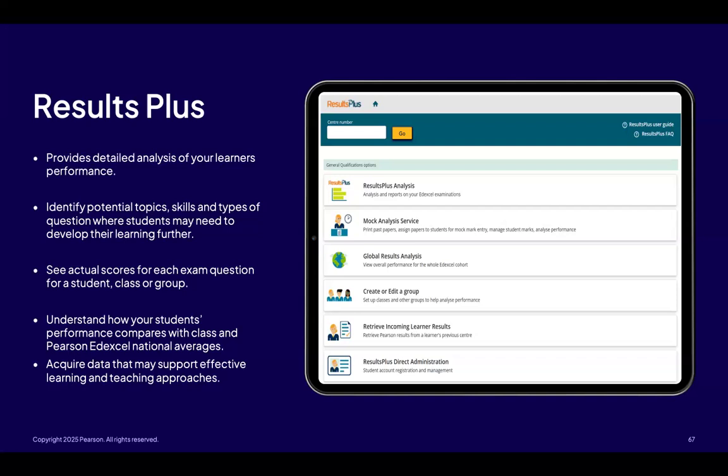Great. So if you do, I would really recommend that you have an explore of the Results Plus portal and the package and what that will allow you to do to find out information about how your students have performed. So actual scores for exam questions, understand how your students' performance compares with classes and national averages, acquire data that will, I think, impress your head teacher. Let's put it that way.